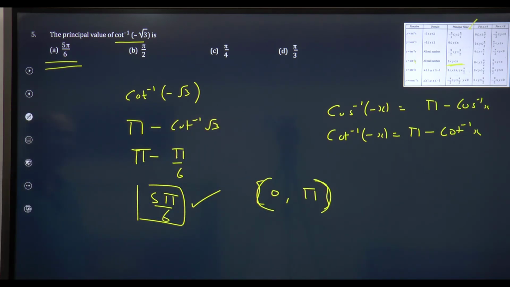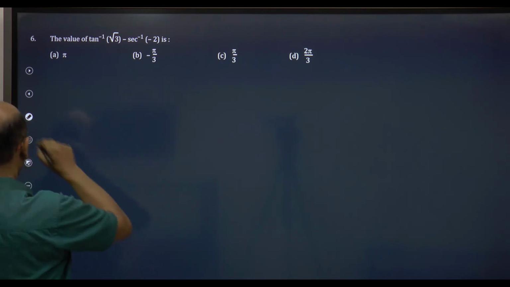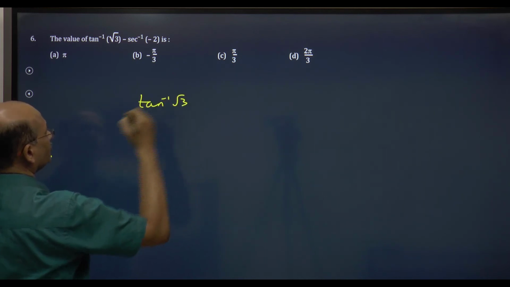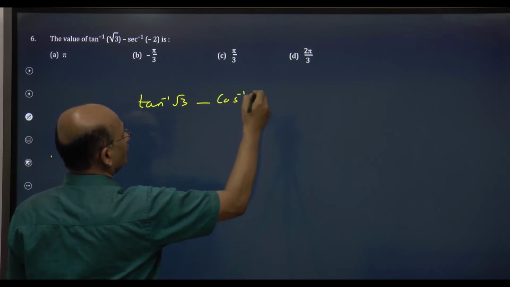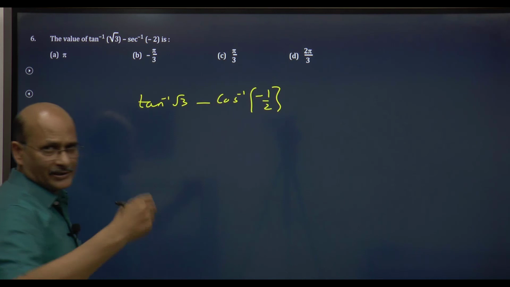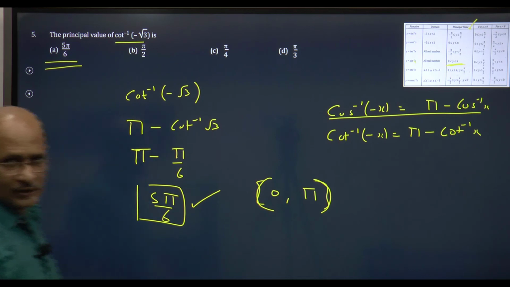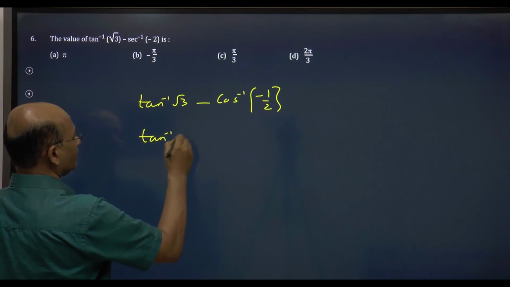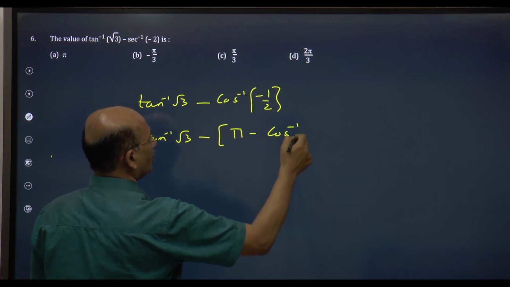Next one. The value of tan inverse root 3 minus sec inverse of minus 2. So first thing, I will just write this point clearly just for information. This is tan inverse root 3 minus sec inverse of minus 2. Sec inverse x is cos inverse 1 by x, so this is cos inverse of minus 1 by 2. But just now, cos inverse of minus x is pi minus cos inverse x, right? So I will just keep this as it is, minus this cos inverse of minus x, which I can say is pi minus cos inverse x, correct?